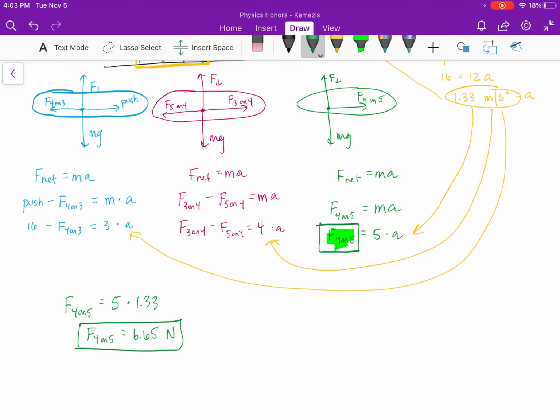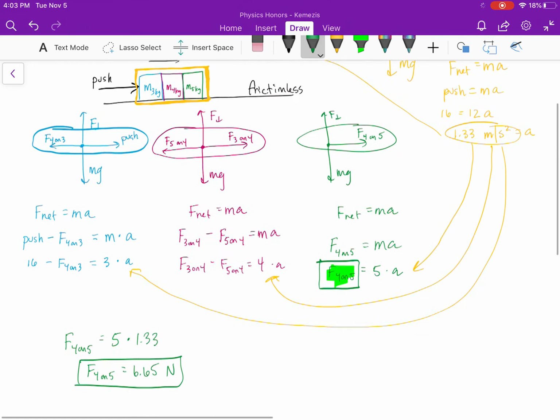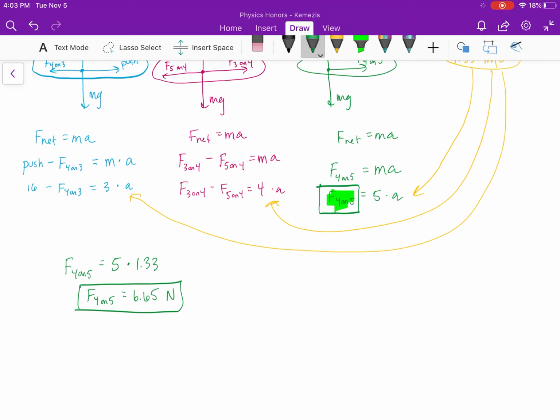Right, so let's think about this. If this box is accelerating at 1.33, repeating 3, meters per second squared, and the box has a mass of 5 kilograms, then this is just like the simplest of our F equals ma, right? And there's only one force acting for the motion of box 5, and that is the push from 4 on 5. So if I know the mass and I know the acceleration, then I have to know that force.